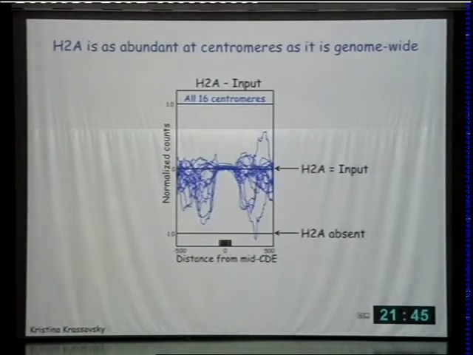We also were interested in the composition of the centromeric nucleosomes, so we pulled down with H2A, and we get a clear result here. You're looking at the superimposition for all 16 yeast centromeres, and we find that if we subtract input from H2A, there's as much H2A over centromeres as there is genome-wide. And if H2A were absent, as some have claimed, it would be down here. So we see both the H3, that is CSE4, the yeast CENP-A, and we also see H2A, so it's all there.